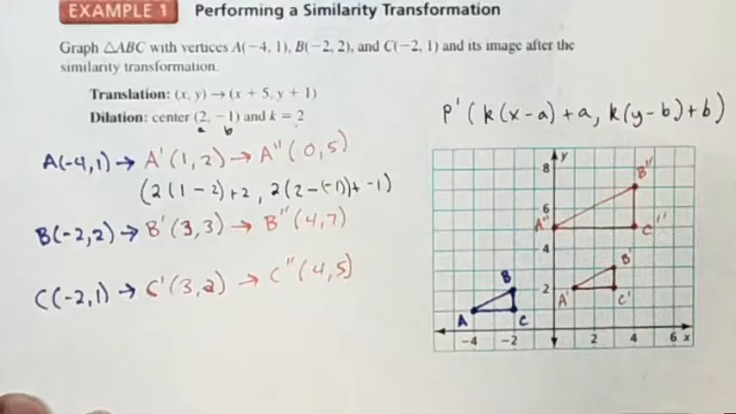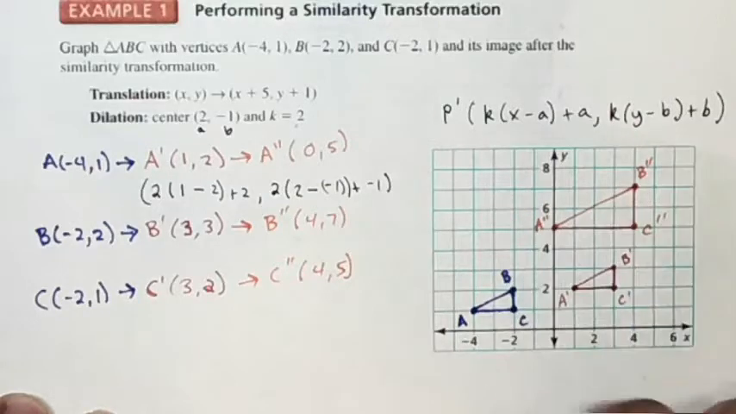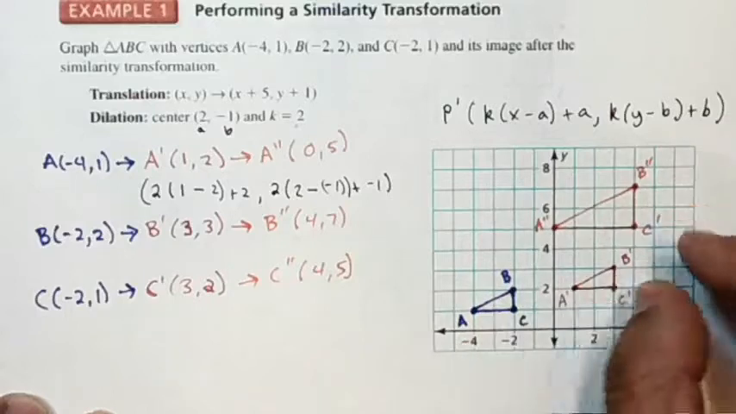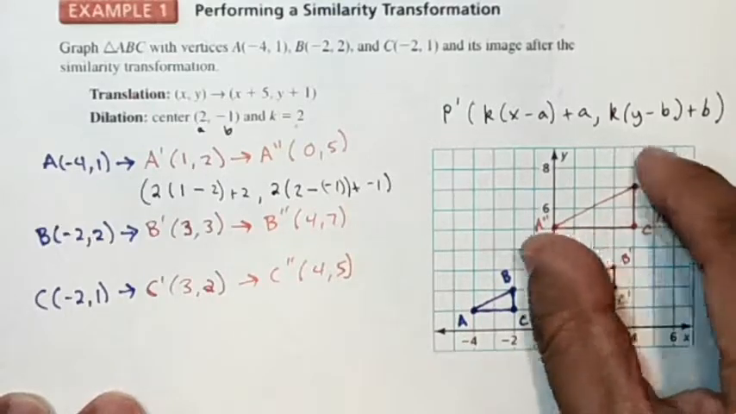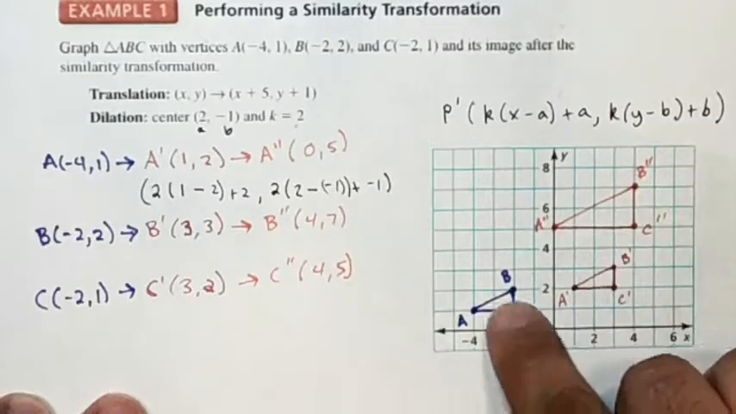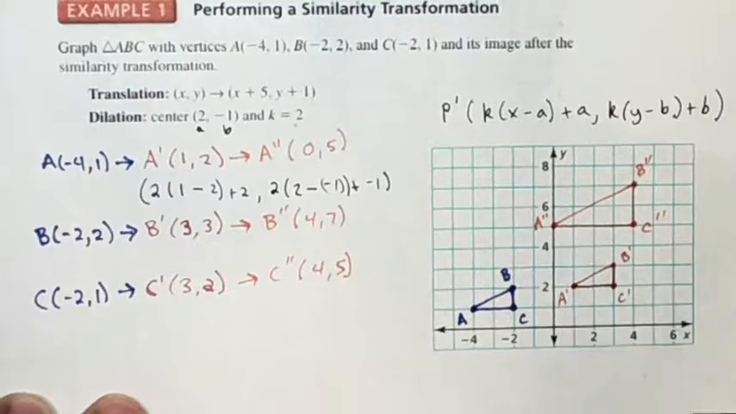Notice this is considered a similarity transformation because it's the same shape, it's a triangle, and actually a right triangle, but it's not necessarily the same size. At this stage it was the same size, but then we dilated it, enlarged it, and so this path going from translation to dilation is a similarity transformation.